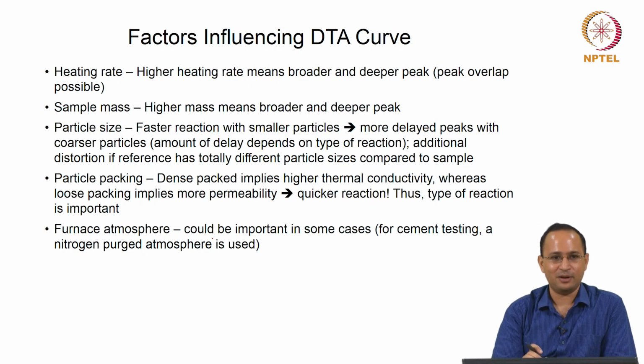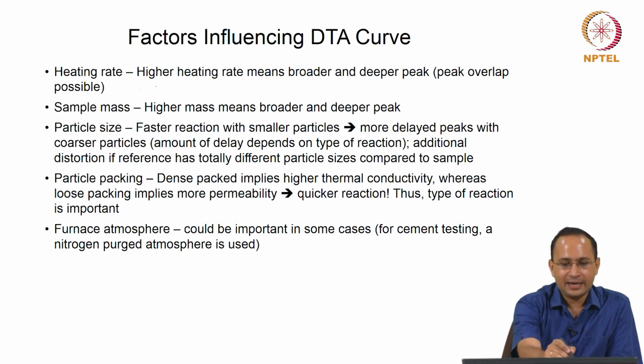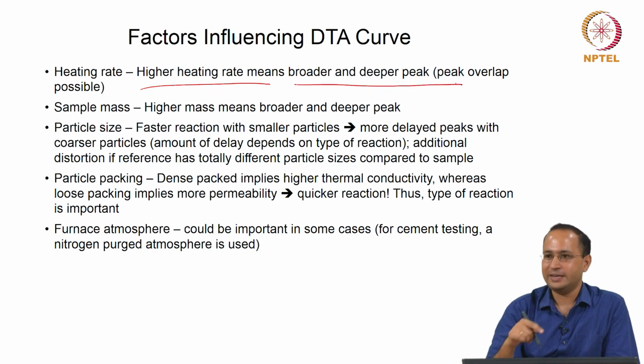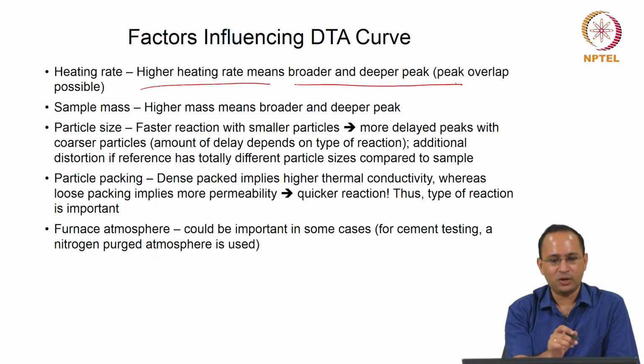I am heating the sample, but is it going to change, right? That is what we are focusing on. So a higher heating rate means broader and deeper peaks. We saw that in DTA you get the peaks, right? You may get an endothermic peak or an exothermic peak, depending on the change. So when you increase the heating rate, your peak will be broader and deeper, okay.